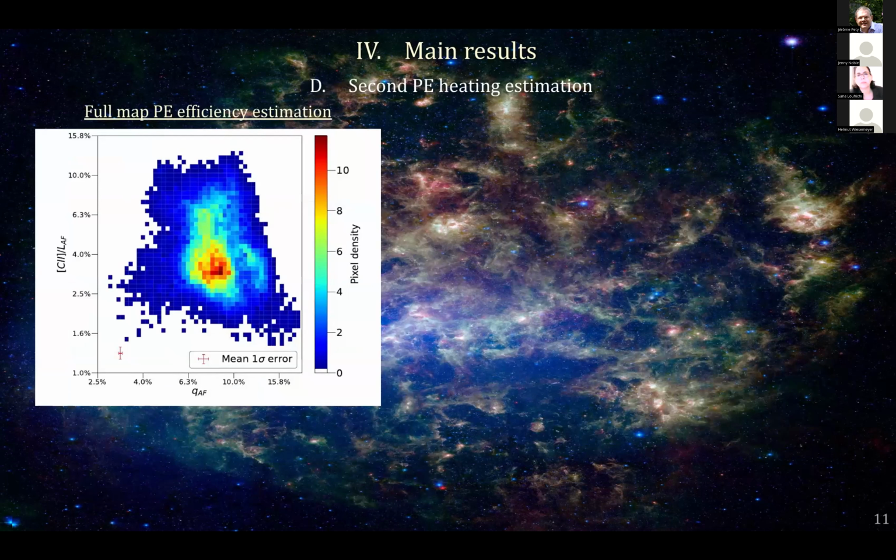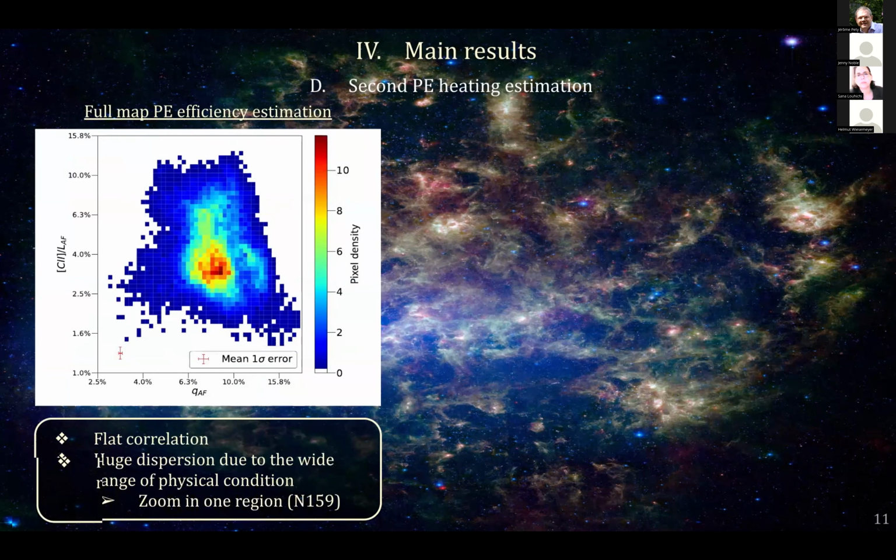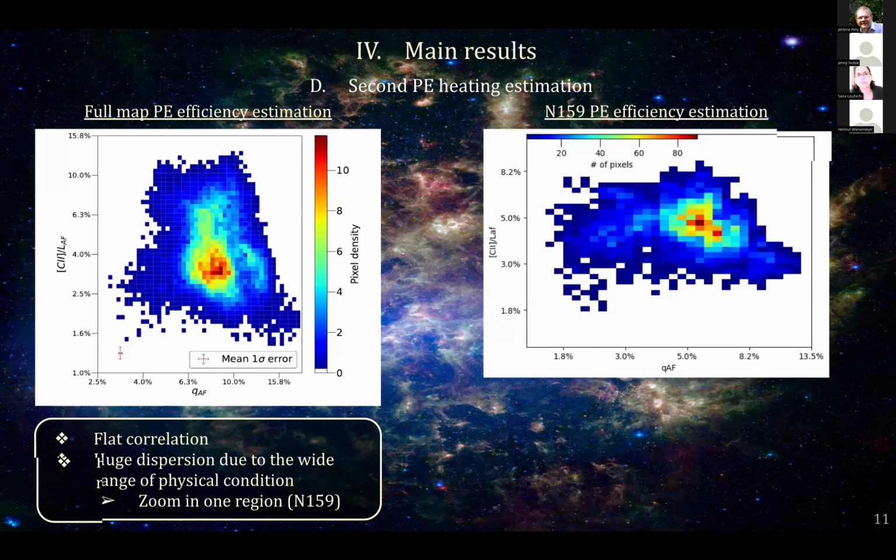So this is what we've done, and you can see that we flattened the correlation, but we have a huge dispersion. But if you compare it to the typical error bar, the typical error bar is quite small compared to the dispersion. So we told ourselves, okay, this is likely due to the variety of physical conditions in the field of view. And we wanted to make sure it was the case, so we did the same plot, but on one region.